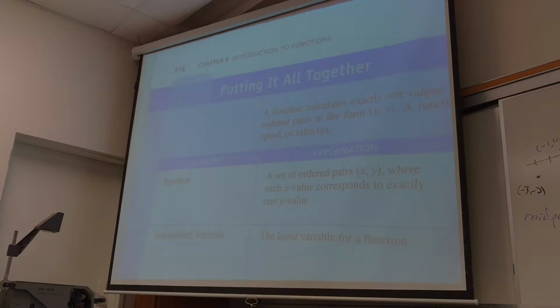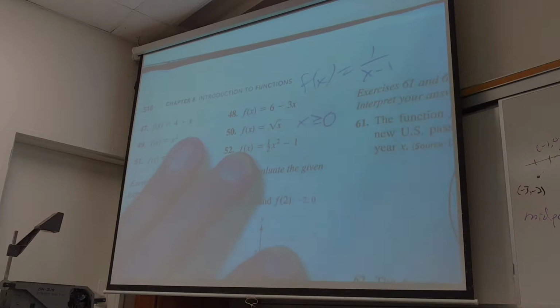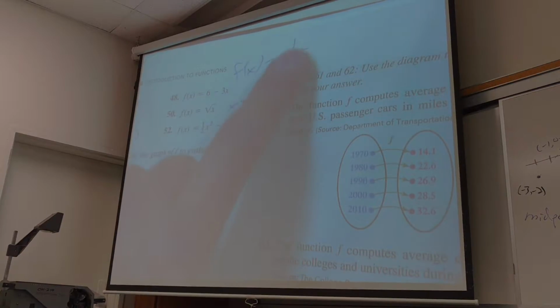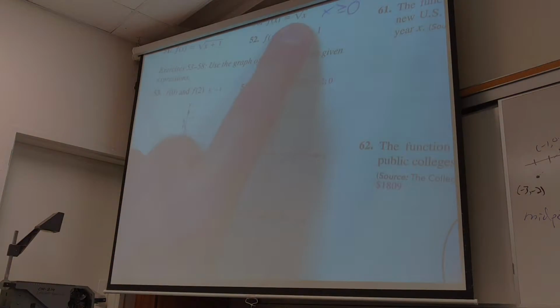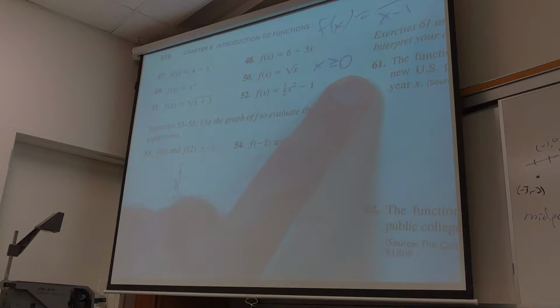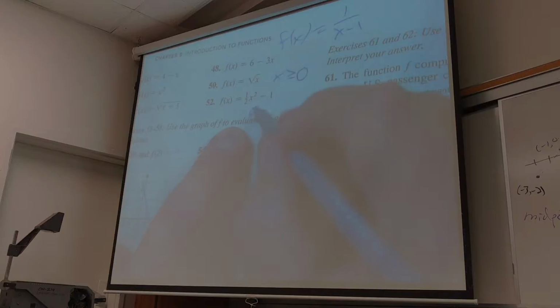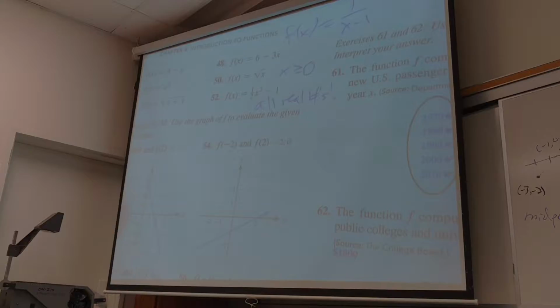This is just sketch a graph. They're not asking about domain, but what if I had this function here? What's the domain of that? All real numbers except 1. Why? Because this guy has a restriction. You can't have 0 on the bottom. It has a bottom, so the bottom can't be 0. This has a square root. The inside has to be at least 0. There's a restriction. This guy could be all real numbers. Number 52 is all real numbers, because there is nothing that I cannot square. I can square everything.